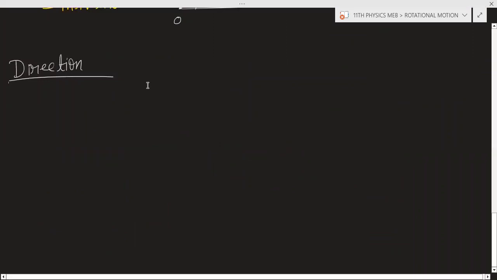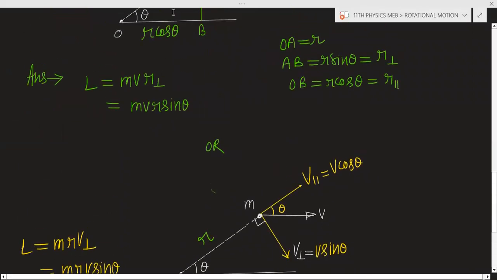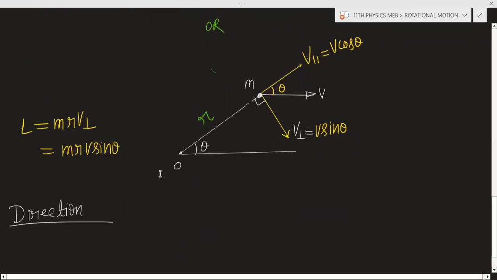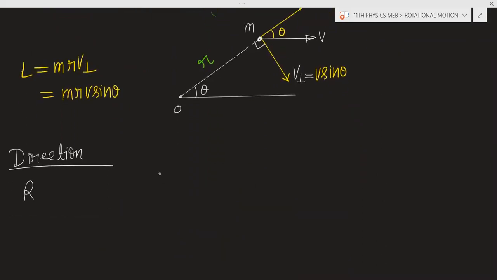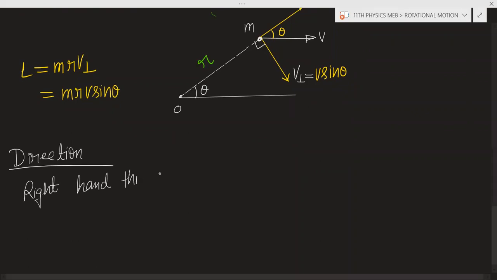Direction. So direction is simply, this is the axial vector, and I told you that for all the axial vectors, the direction is given by the right hand thumb rule. My video camera is not working, so I can't show you, but I told you earlier also, so you can take help of that right hand thumb rule.